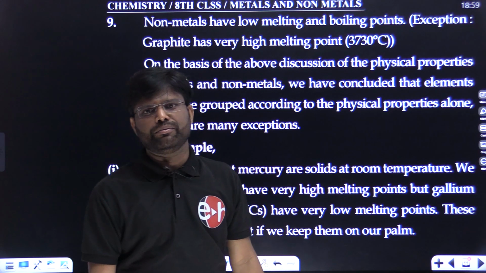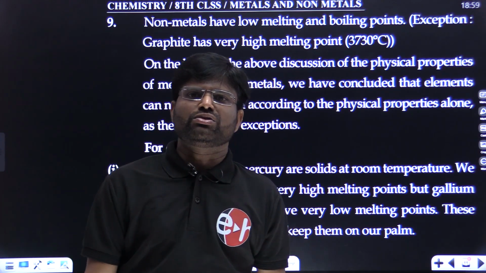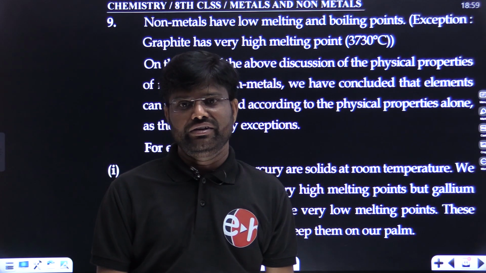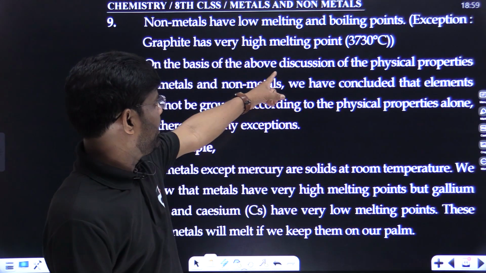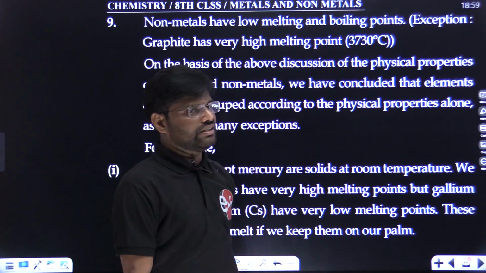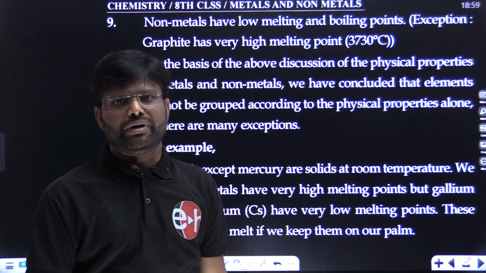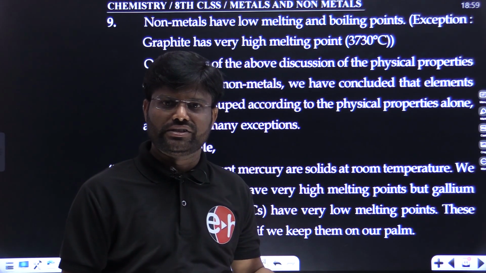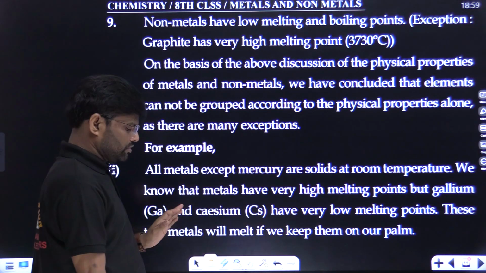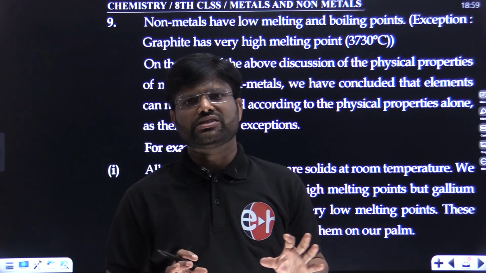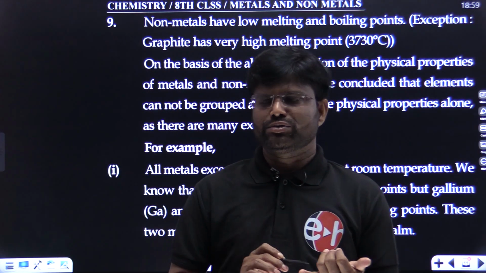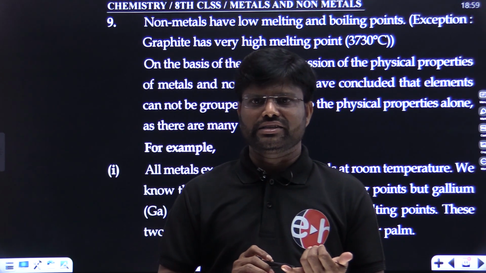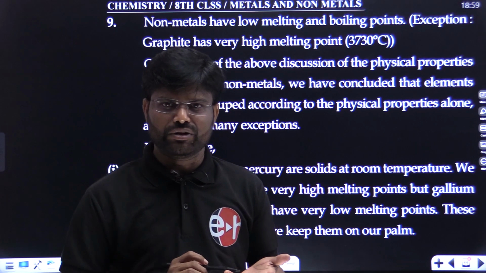The melting point of graphite is 3730 degrees centigrade. The melting point is very high in graphite. But the remaining non-metals have low melting points and boiling points. So this is completed. Non-metals are fully completed. I explained about non-metals: first the examples, then the general physical properties.